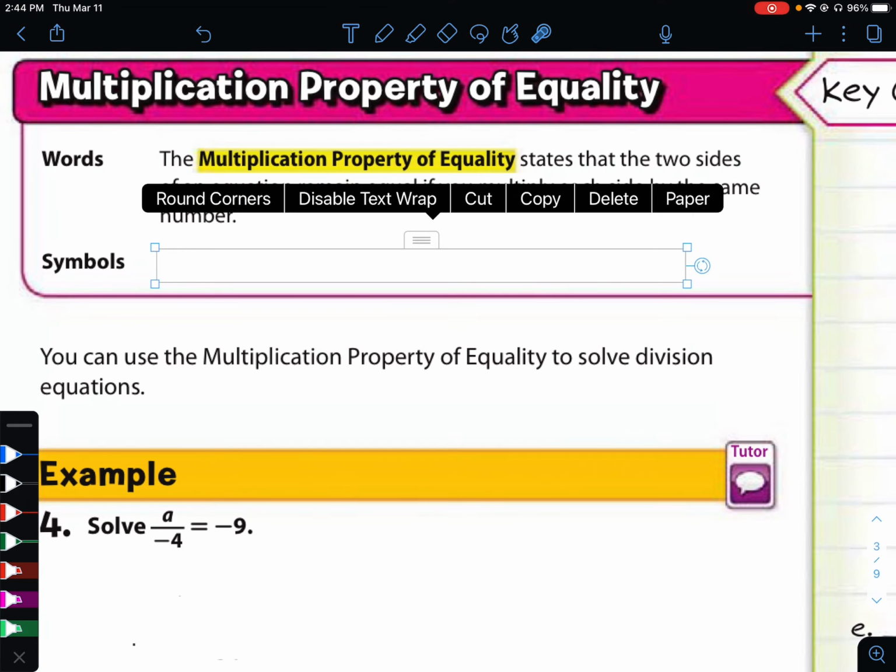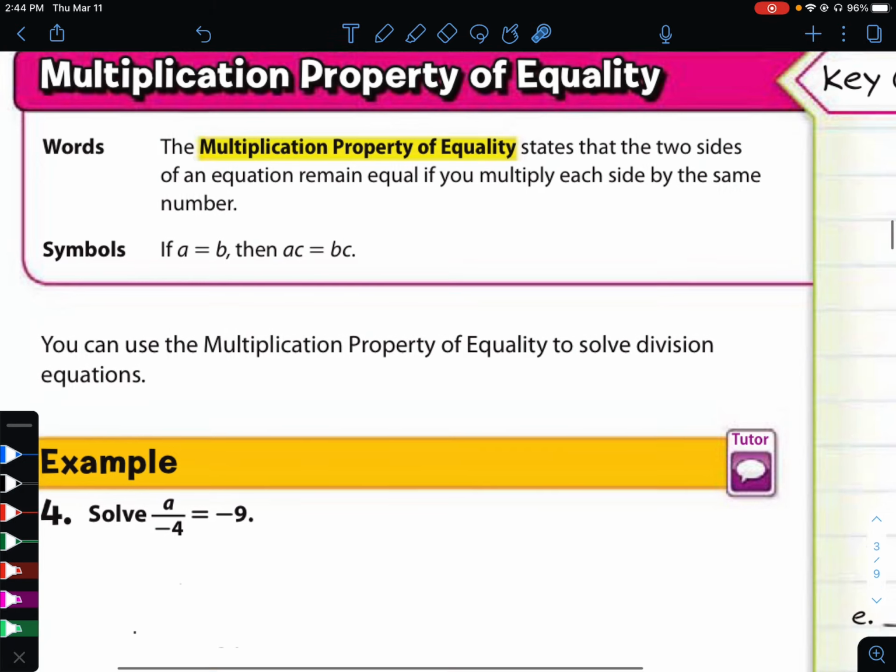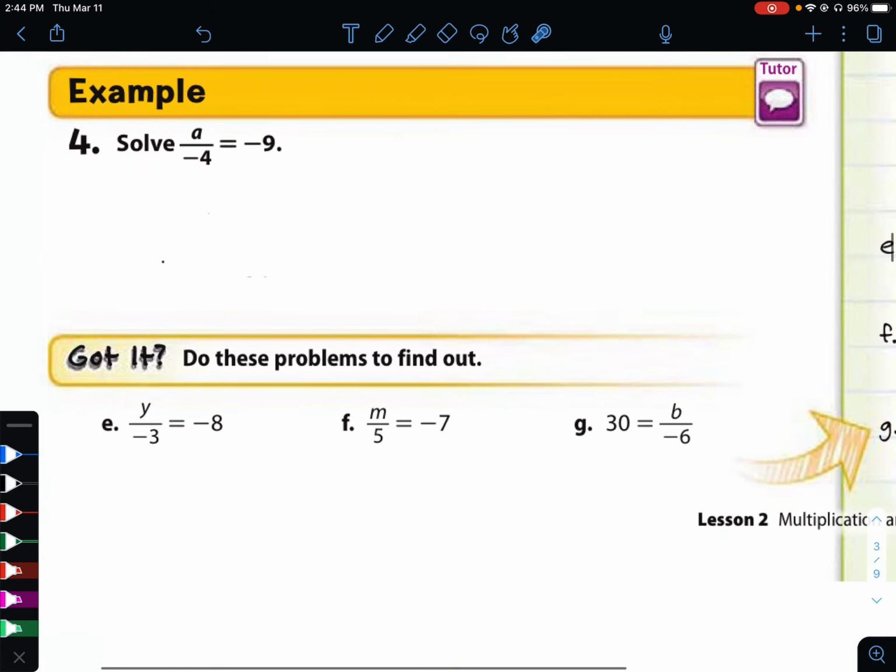In symbols, this is what it means. If you have A equals B, then if you multiply A with C and B with C, they'll still remain equal. Okay? So let's see how this works in example number 1.